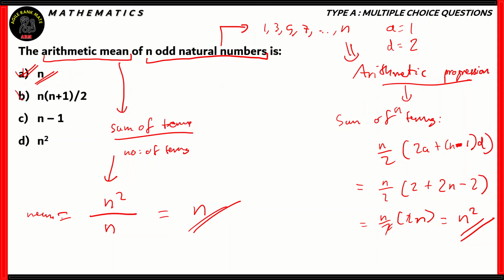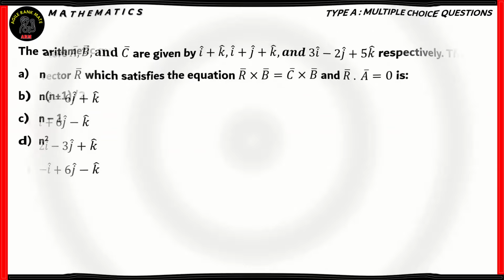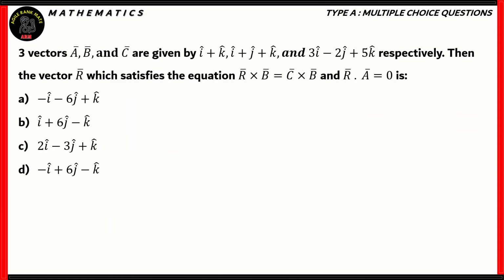Now B, C, and D are incorrect because n minus 1 is basically the order of the progression. Then we have B, which is n times n plus 1 over 2. This is for two numbers. And n squared was basically the sum of the n terms that we found out by using arithmetic progression. So for the previous question, it was clear that option A is the correct option.